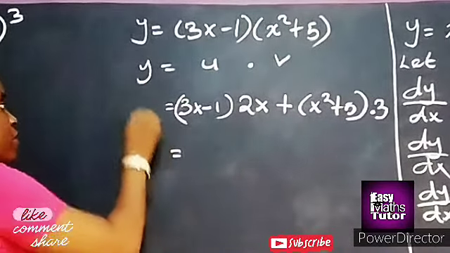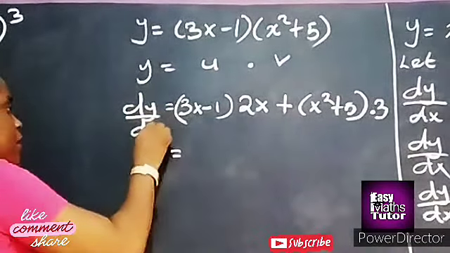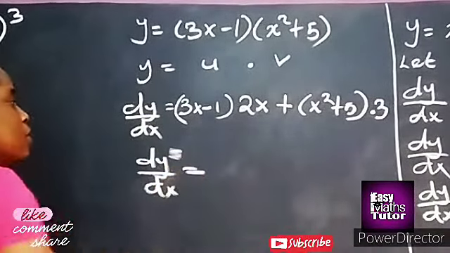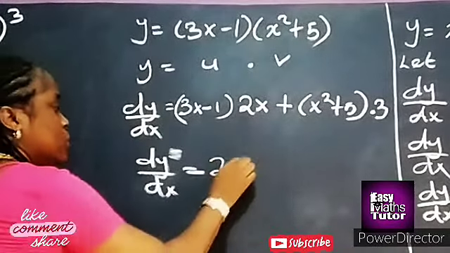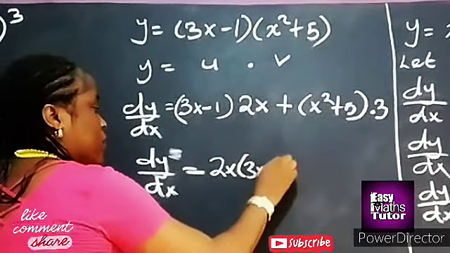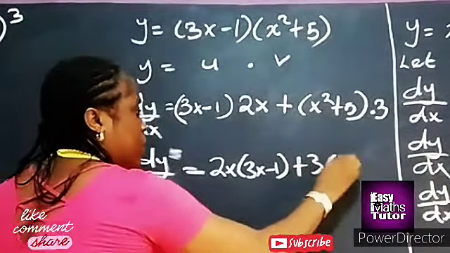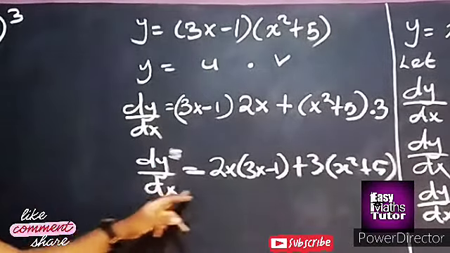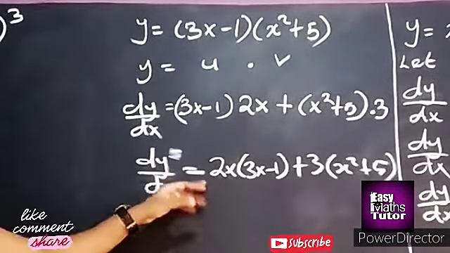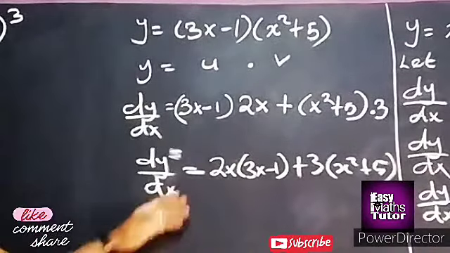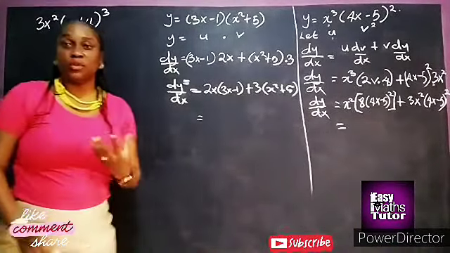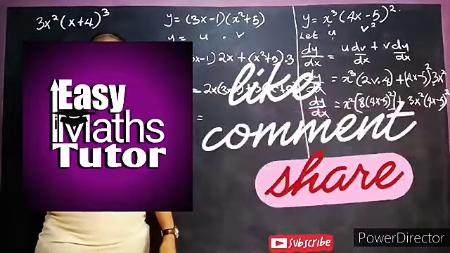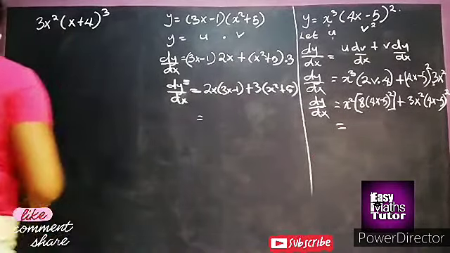So what are we going to have? This is the dy/dx. So the dy/dx becomes what? 2x(3x minus 1) plus 3(x squared plus 5). So you can further break this down and simplify it to give you a simpler or more manageable answer. So simplify this and put it in the comment section.